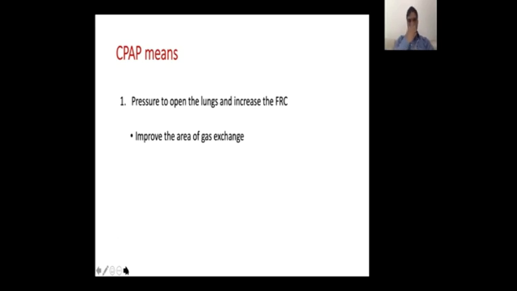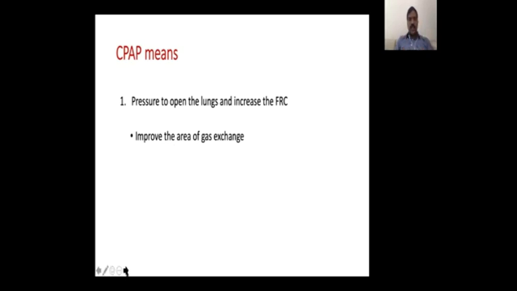Okay, so Cpap, everybody knows, means continuous positive airway pressure. But Cpap has not just the pressure, it has 4 components. The pressure component is used to open the lungs and to improve the functional residual capacity. If you improve the functional residual capacity, you will improve the area of gas exchange. The lungs which are collapsed open up and your gas exchange improves. To make the collapsed lung a little more dilated or distended, you use the Cpap.